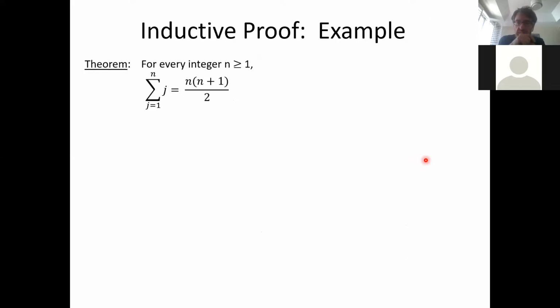Okay, so let's see it for some case. We have this predicate that we started with. It's a predicate that says that the sum of the first n positive integers is equal to n times n plus 1 over 2.